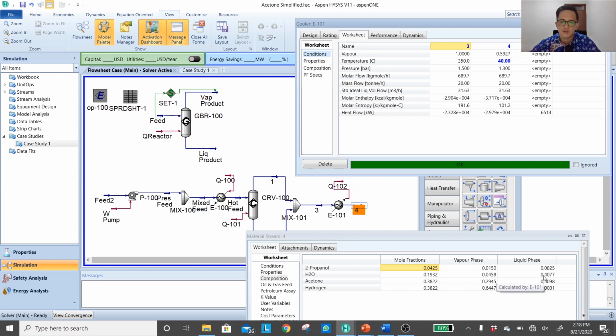and 41% of water. Okay, so the advantage of this one is the cooling medium is cheap, very easily available. The problem is we still have plenty of acetone that goes as vapor. That means it has to be recovered in the absorber. That means we need a big column, big water circulation.